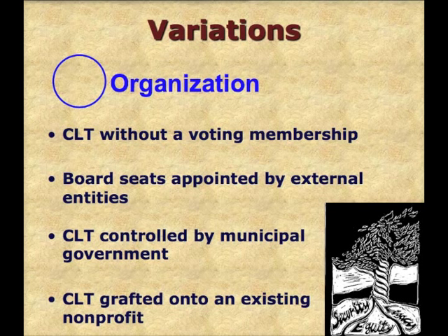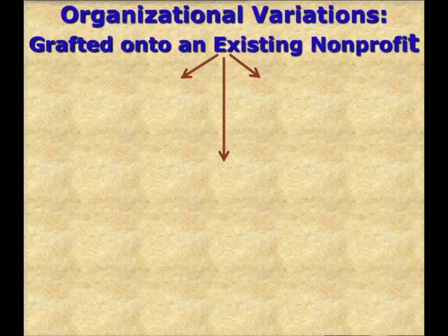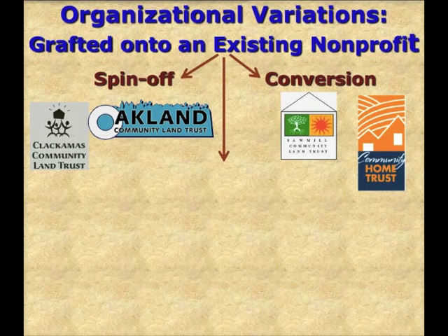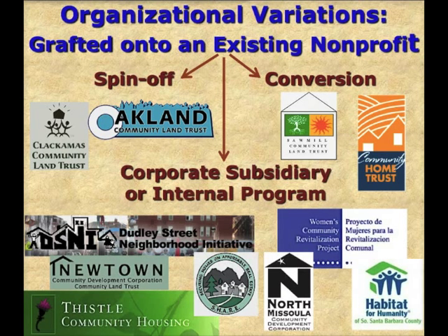A majority of CLTs have adopted this organizational form, but there are variations here as well. The most common in recent years have been CLTs that are not created from scratch as new nonprofits. Instead, they are grafted onto a pre-existing organization like a Community Development Corporation or a Habitat for Humanity affiliate. This has been done in a variety of ways, either by incubating the CLT under the corporate umbrella of an existing nonprofit and later spinning it off, or by amending the nonprofit's bylaws and converting it into a CLT, or by operating the CLT permanently as a corporate subsidiary or internal program.